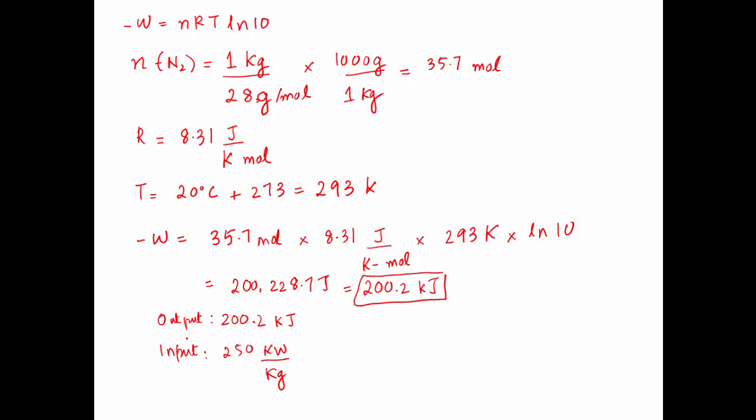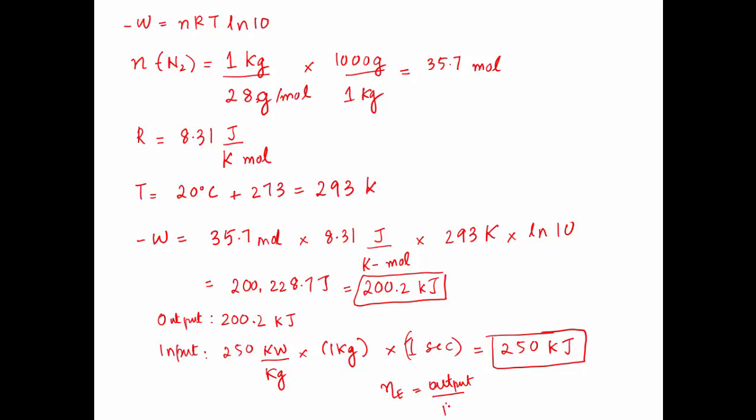When we computed our output, that was computed for 1 kilogram of nitrogen when we computed the number of moles, and that was computed for a time period of 1 second. So again, we can do 1 kilogram times 1 second. That will give us 250 kilojoules of energy. So that's our input. Our efficiency is simply output over input, 200.2 over 250. That number simply is 80%.